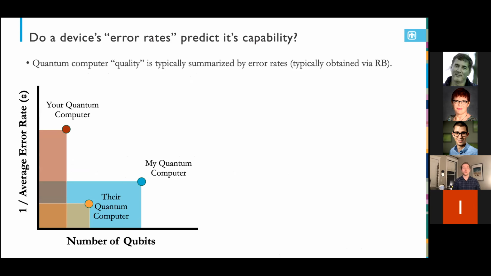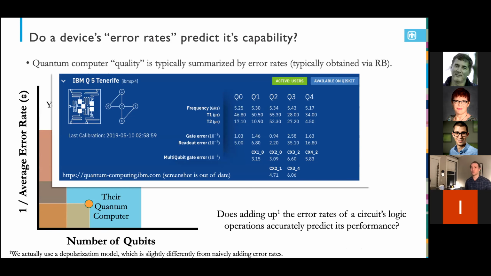So you might wonder, right at the start of the talk, I said that device quality is often summarized by error rates. So there's this really simple way of summarizing something just by one error rate. But I think most people know that in practice, what actually happens is there's a lot of different error rates that are measured. So for example, this is what you get if you're using one of the IBM devices. It's an out-of-date screenshot, but it shows different error rates for each of the different qubits.